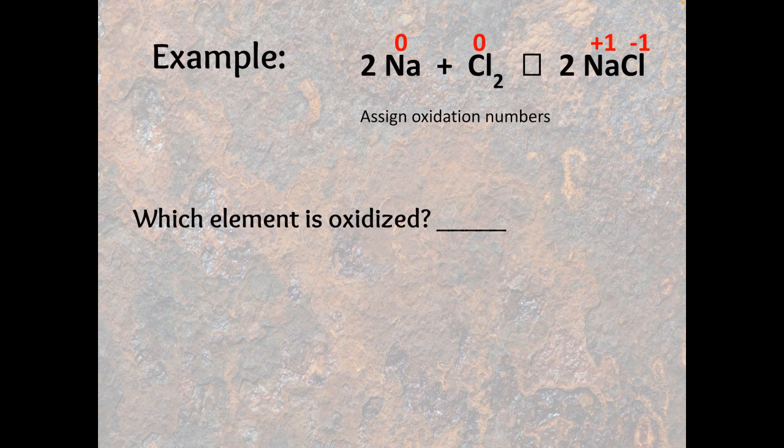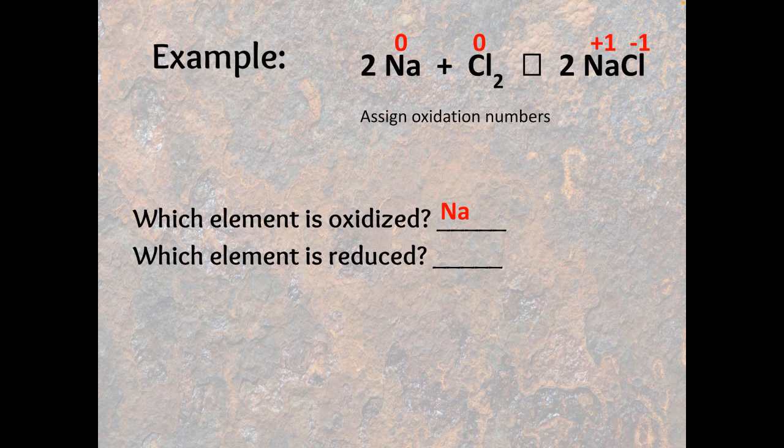So from the left-hand side of the equation to the right-hand side of the equation, which element experienced an increase in charge? Because remember, oxidation is if the charge goes up. Well, that would be sodium. Sodium went from 0 to +1. That's an increase, that's oxidation. And then which element is reduced? That is when it gains electrons and its charge decreases. So that's going to be chlorine because its oxidation number went from 0 to -1.